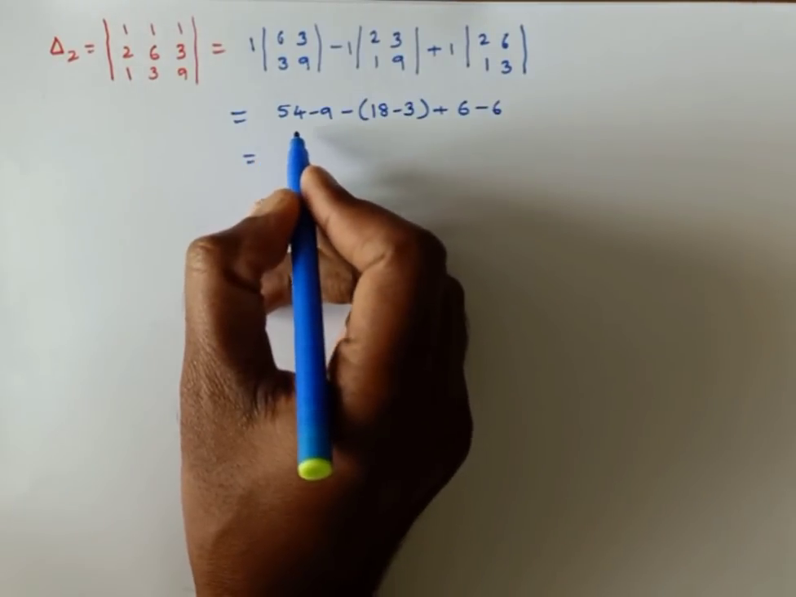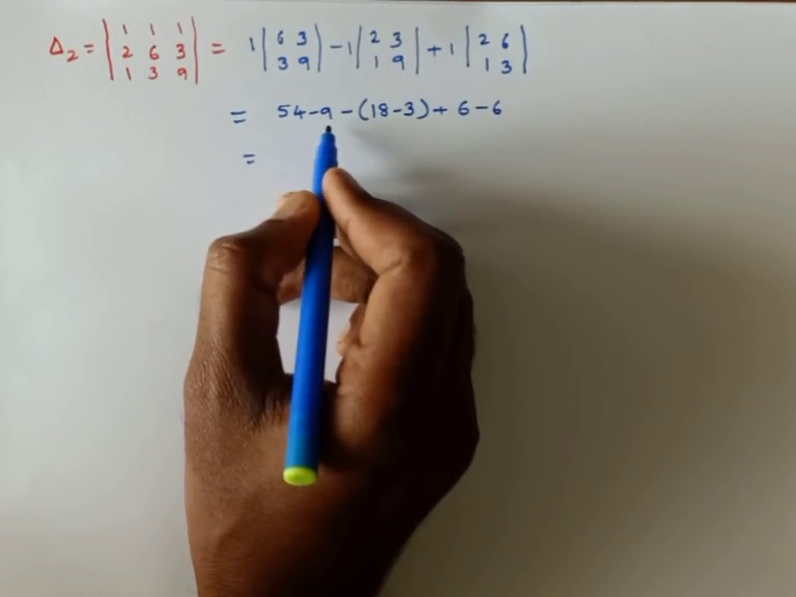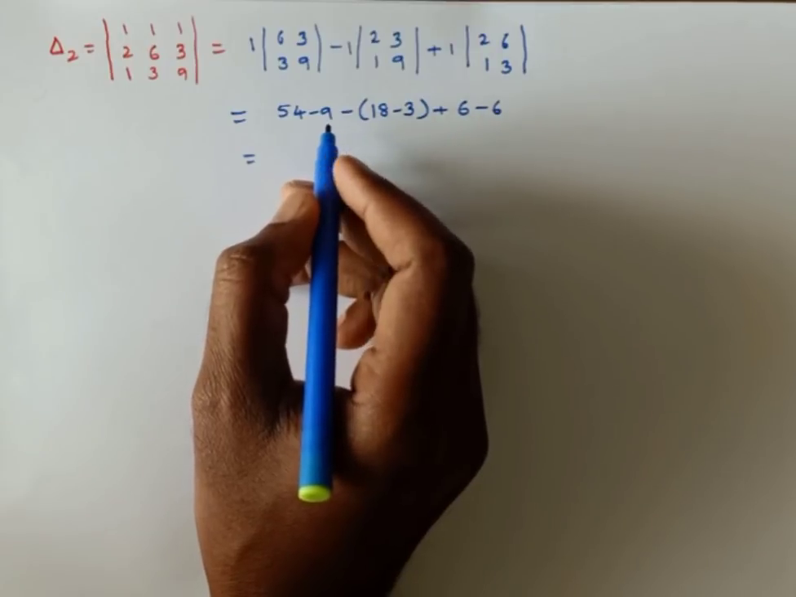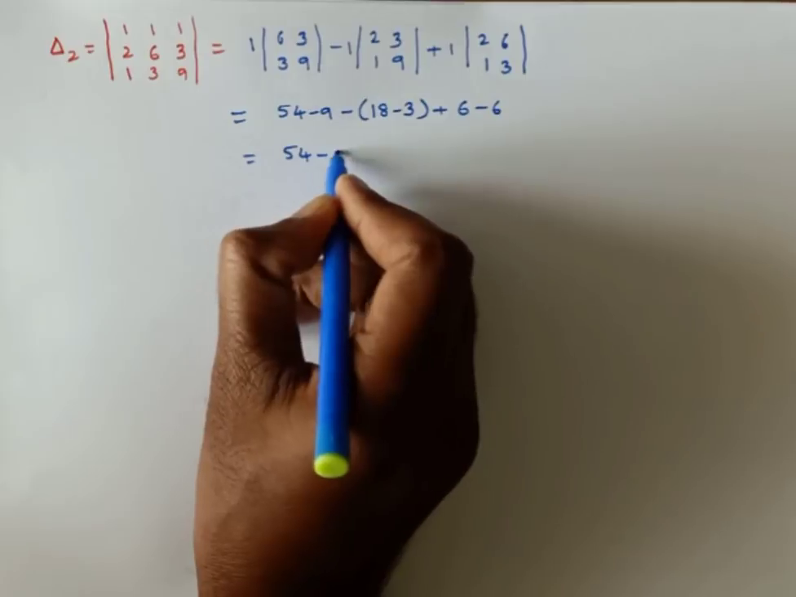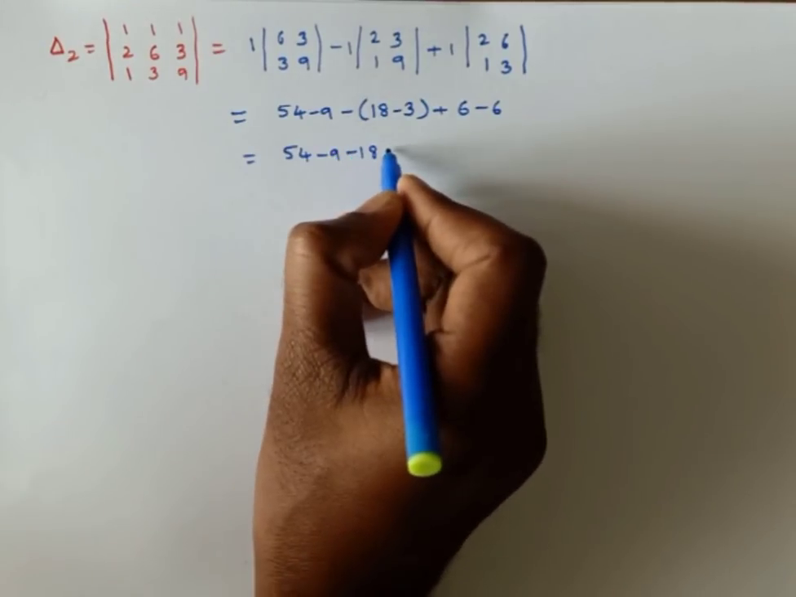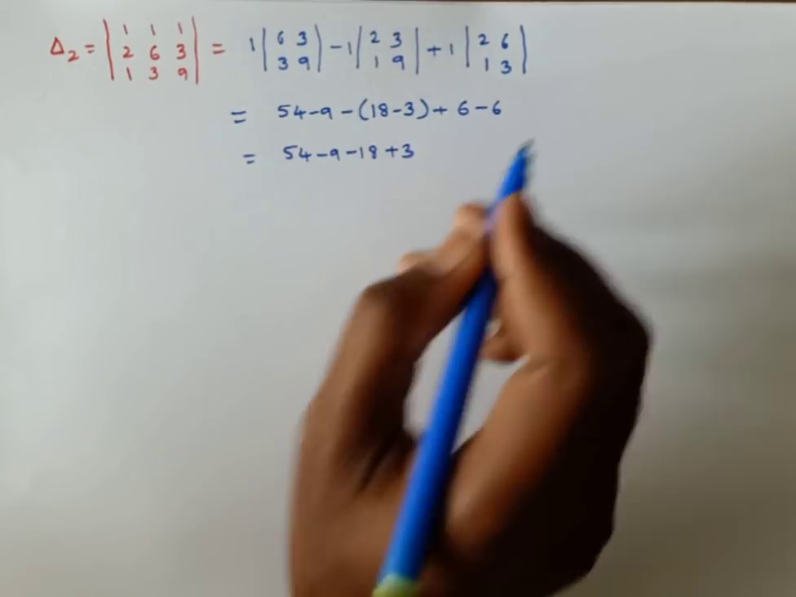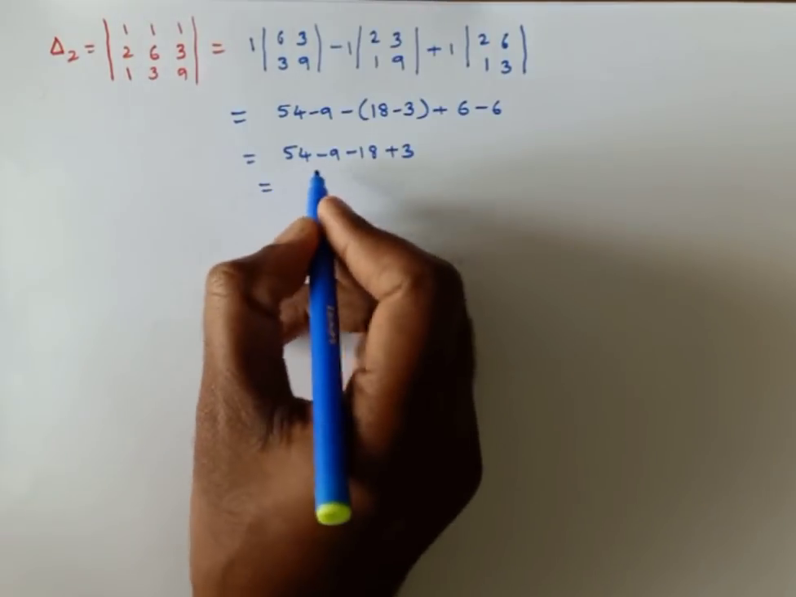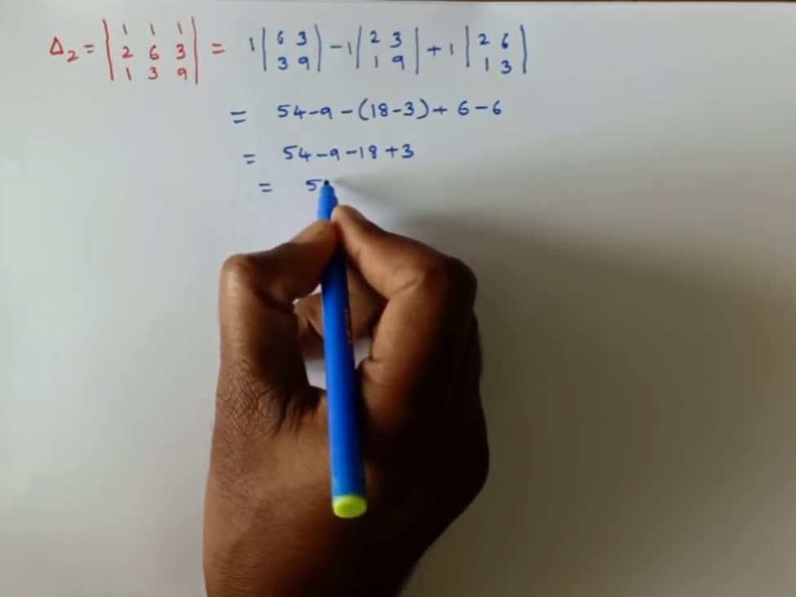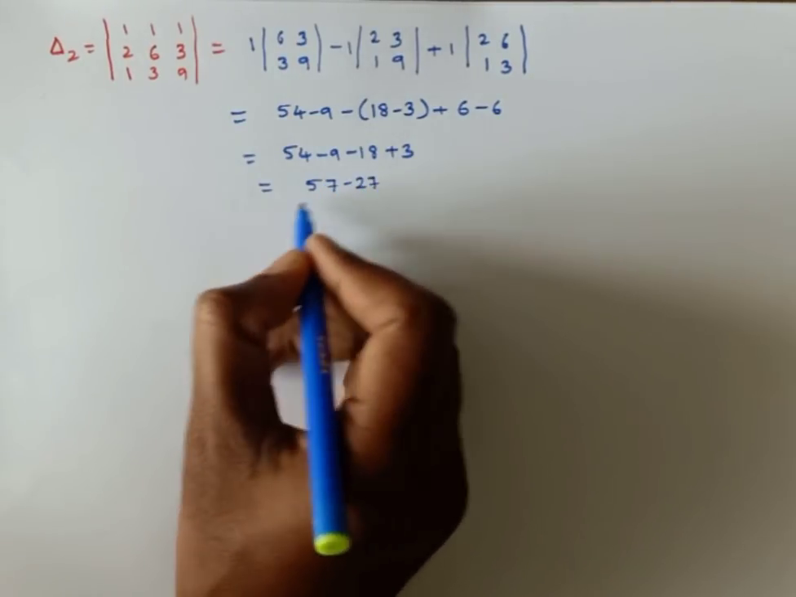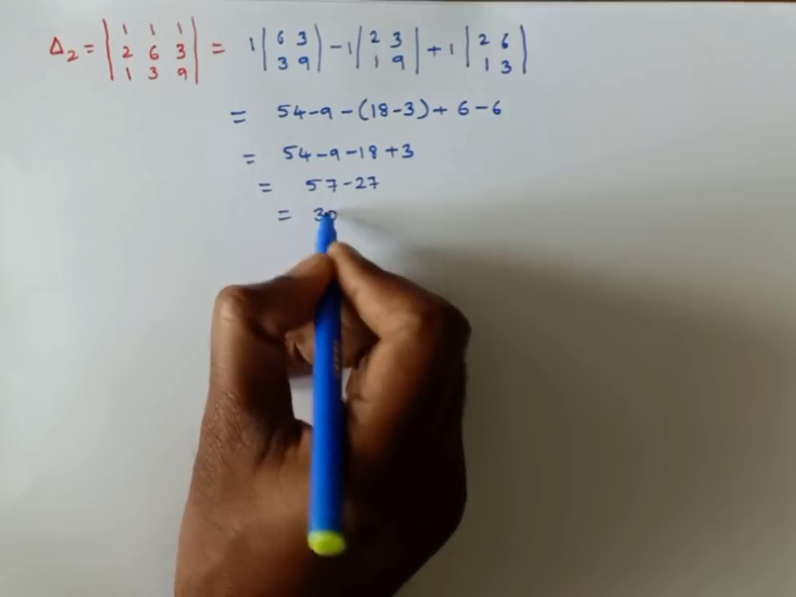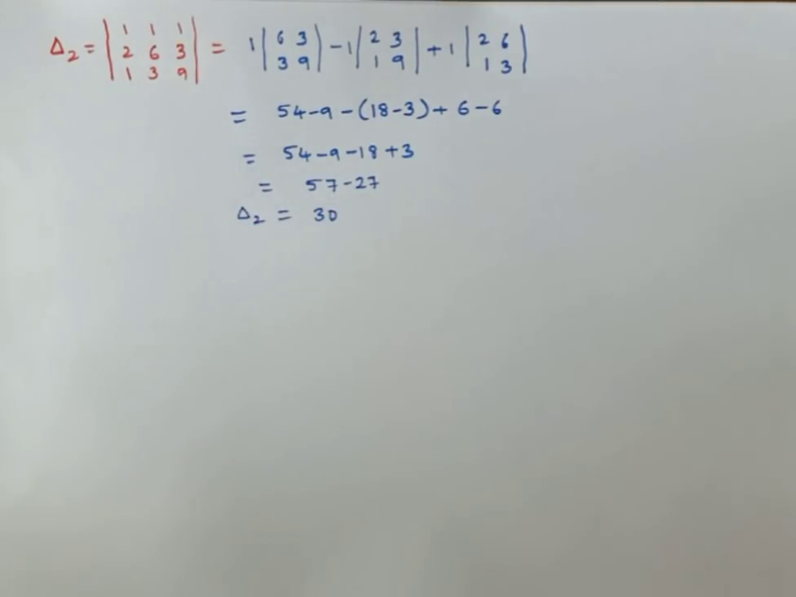So next, it is 54 minus 9, then we can write it as 54 minus 9 minus 18 plus 3, and the 6 gets cancelled. So this is 54 plus 3, 57, minus 27, which equals 30. So the delta 2 value is 30.